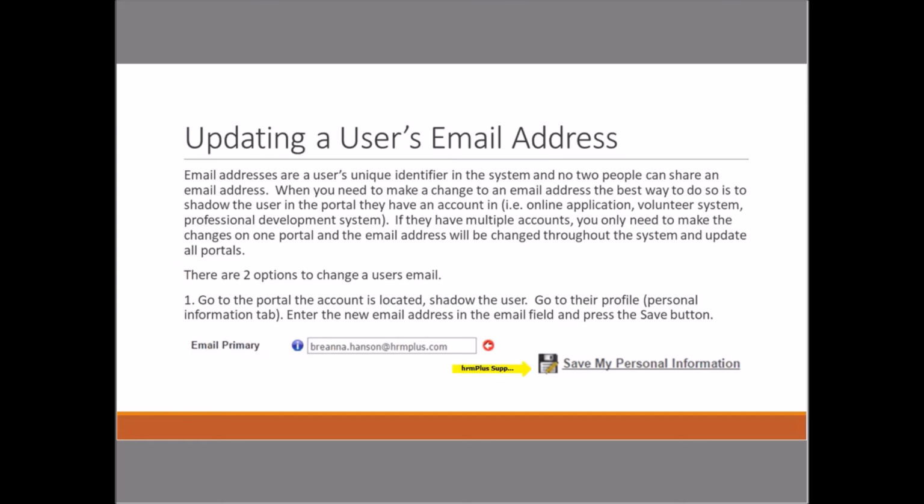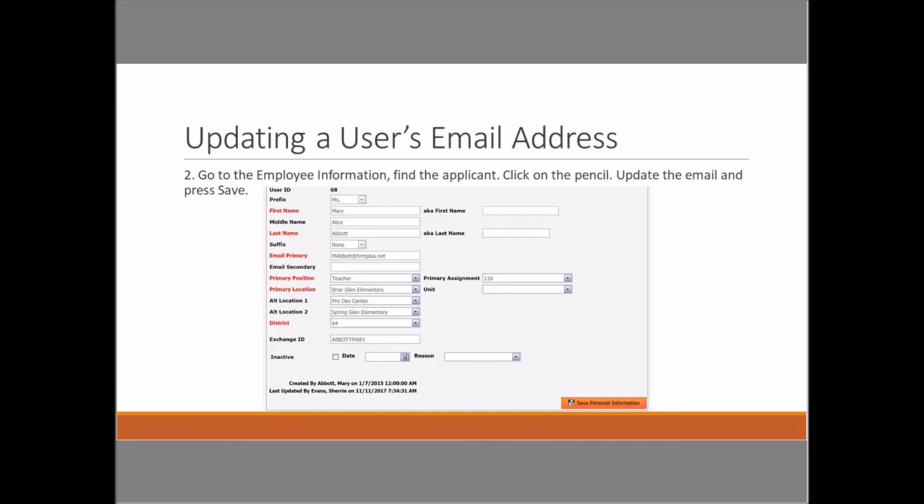Or if they're an employee, and this is on the job side, you can go to employee information and find that primary email field and update it there. This is also where you could make a name change or anything like that if needed. If you need to make a name change and an email change, we always say that you do it in 2 parts. Change the name first, press save, and then change the email address and save it.